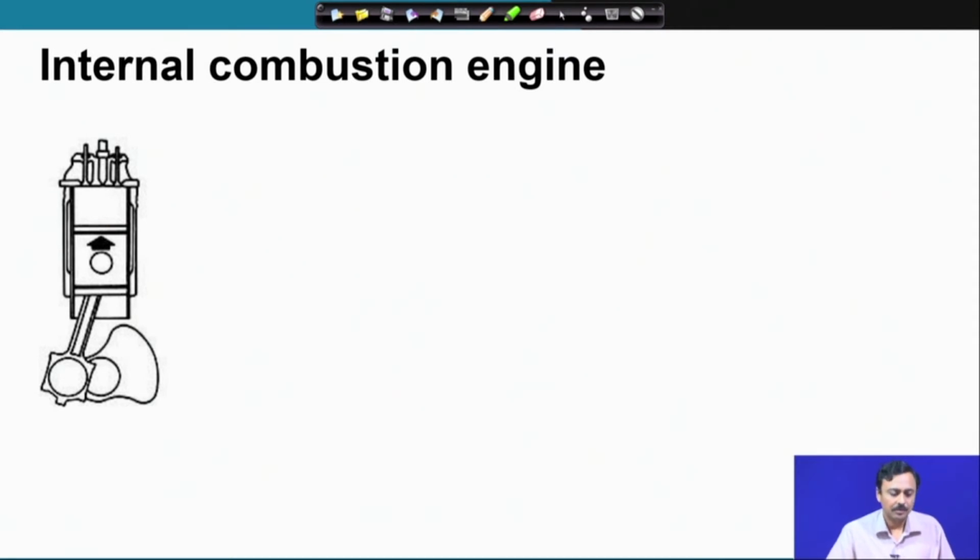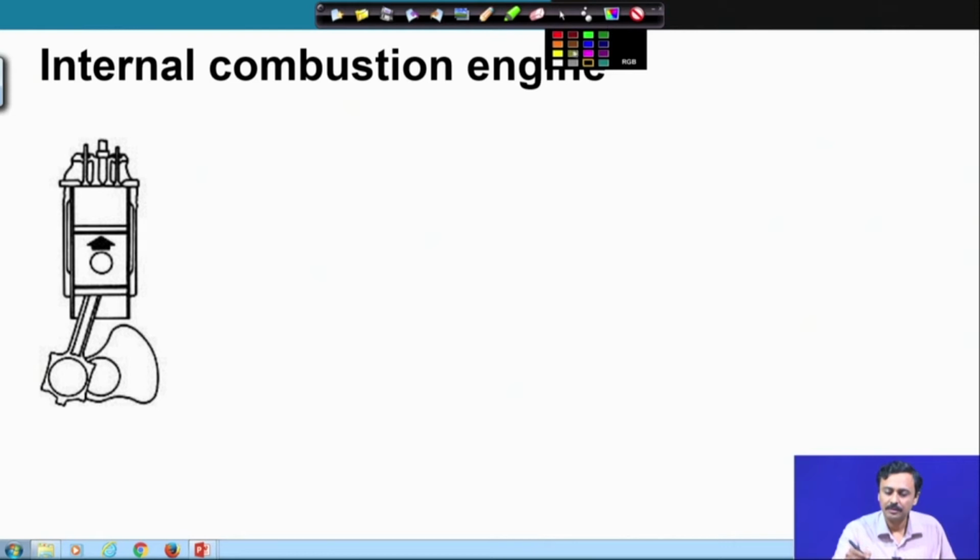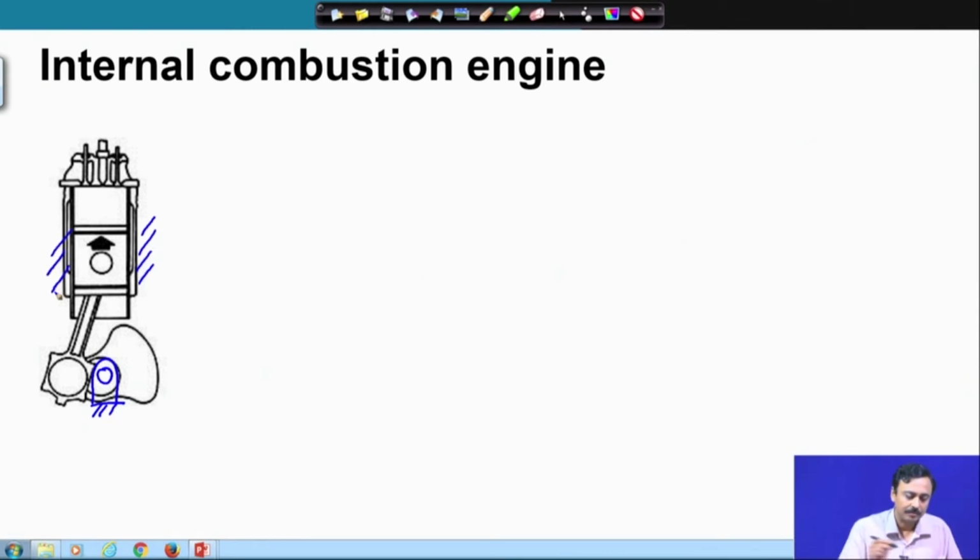Next we come to this internal combustion engine, which I have shown you by a schematic diagram. Let us draw the kinematic diagram. Now, here you have a ground, this is the crankshaft. So, that is a ground, and the other ground is the cylinder in which this piston is moving.